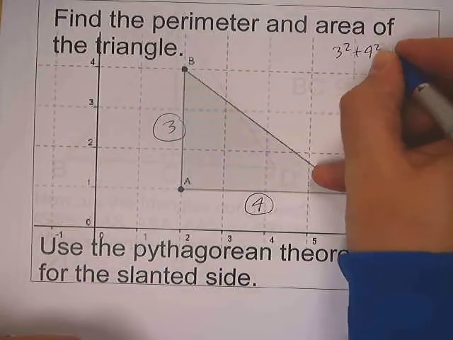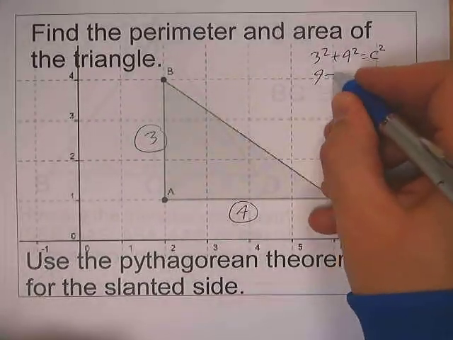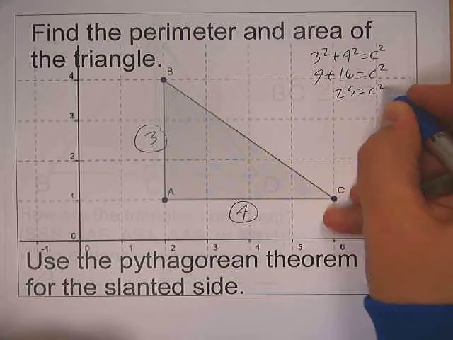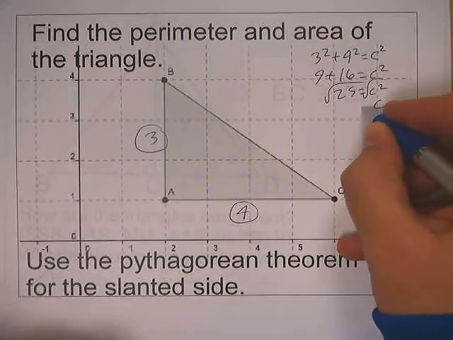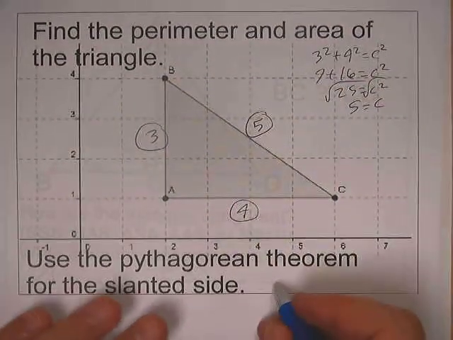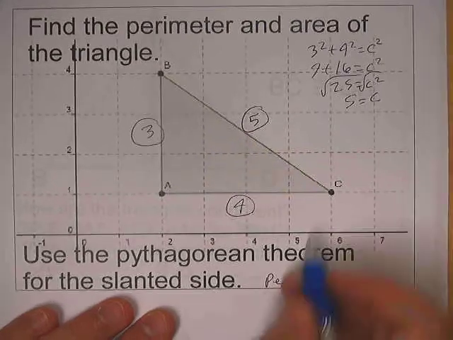To get the slanted side, I have to use Pythagorean theorem. So I take 3 squared plus 4 squared equals c squared. When I do that, I get 9 plus 16 equals c squared, or 25 equals c squared. Take the square root, get c equals 5. So this length is 5.